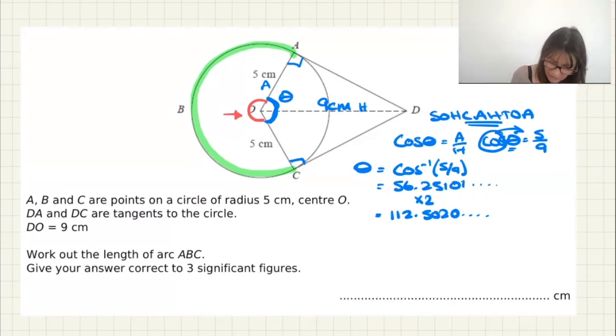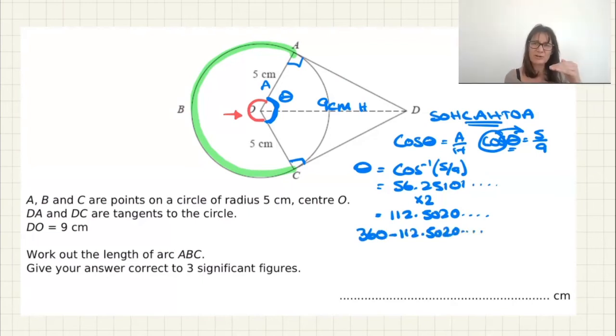So I'm now going to do 360, take away 112.5020. Remember, that's on my screen already. So all I've got to do is 360, take away answer. I haven't got to type all that in. 360, take away the answer. That is then going to give me 247.49, and on it goes.